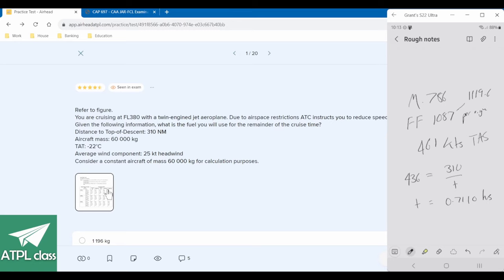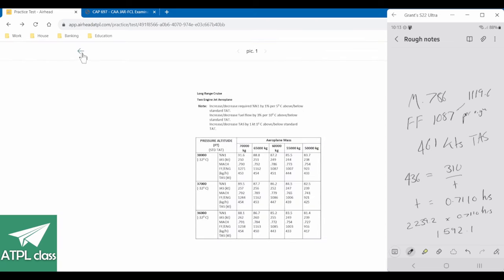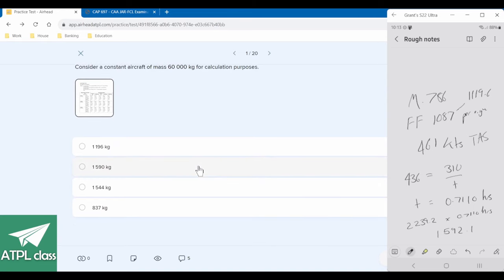And we could convert that into hours and minutes, but it doesn't really matter because we know we're going to be burning 1,119 per engine. So 1,119.6 times the two engines gives us 2239.2, times by the time that we're going to be flying for, should give us an answer. And I've got that as 1,592.1 in terms of kilograms per hour. Yeah, that makes sense. So the closest answer there I've got is 1,590.